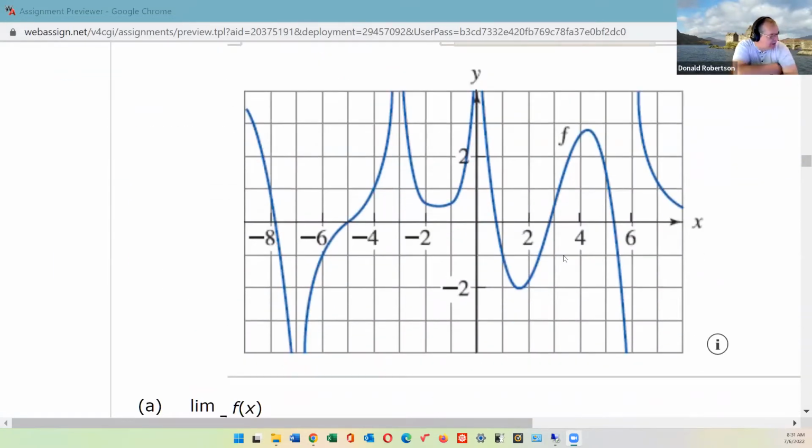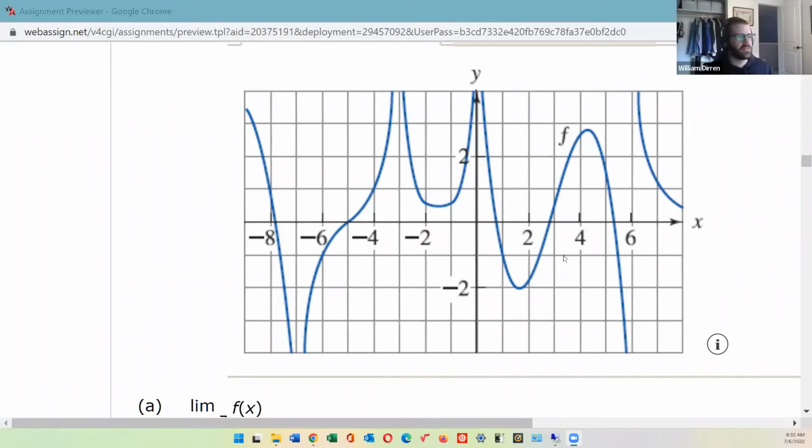Here's the guy. Let's change the question, turn it on its head. On this function, where is there an overall limit that's plus infinity? 0 and negative 3. Agreed. Where is there an overall limit that is negative infinity? Negative 7.